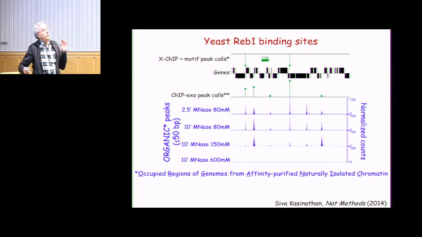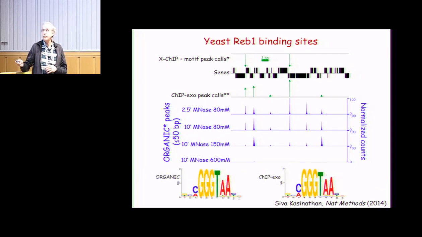And if we use the MEME program to identify the motifs that are represented by these peak calls, we see we get the same Reb1 motif in both cases. Now, it's worth noting that for ORGANIC, it's very, very specific, in the sense that 99.3% of our peak calls have the motif. So it's very highly specific, much more specific than the other methods that we've used.